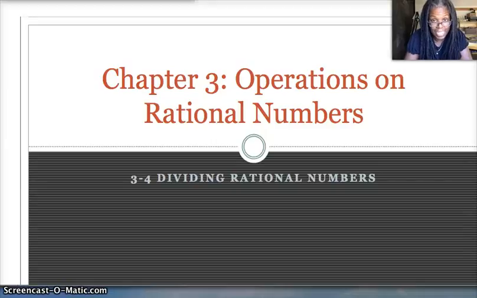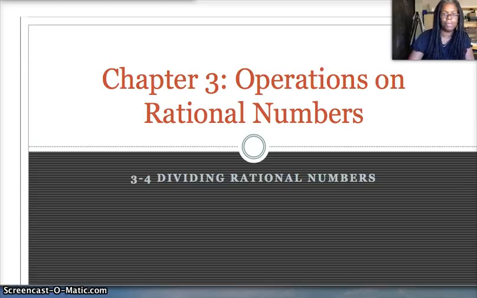Hey friends, we are looking at chapter 3. We're still talking about operations on rational numbers, and today we're going to talk about dividing rational numbers. Let's take a look at our vocabulary.